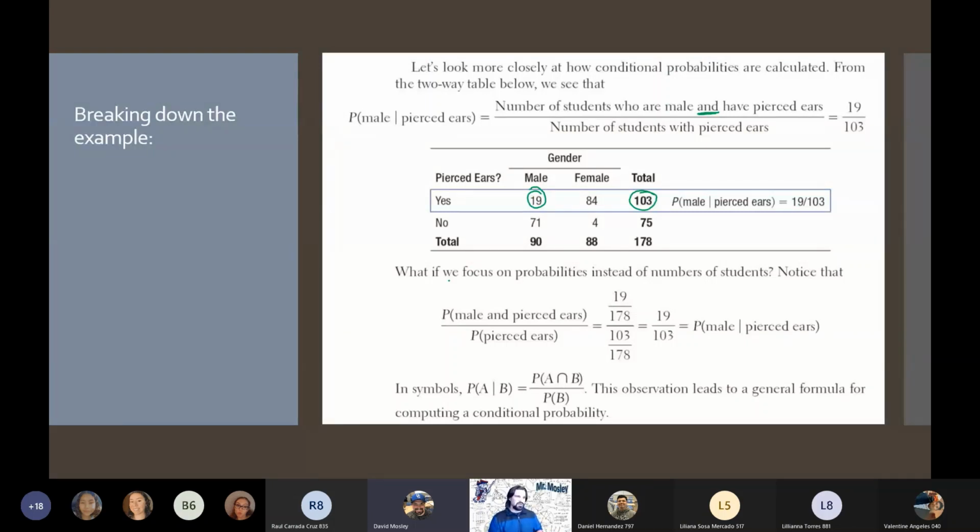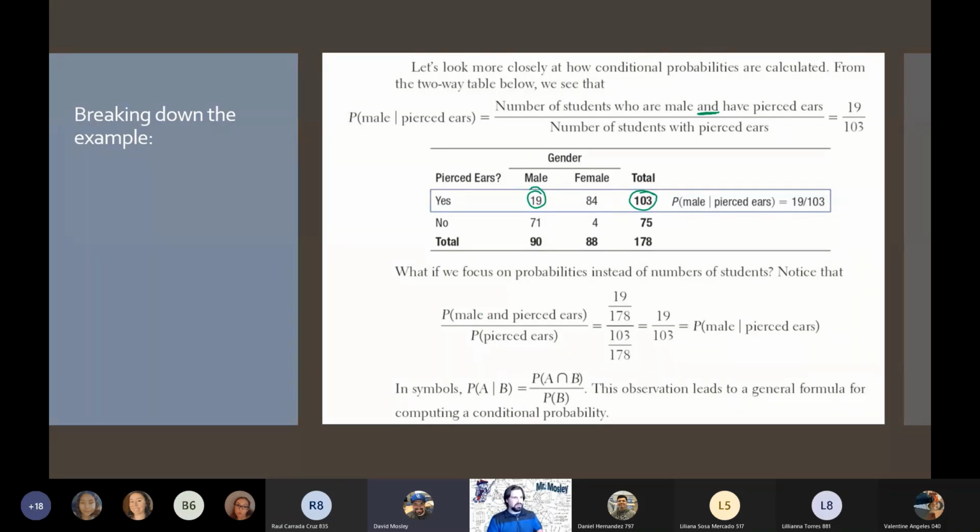We can also focus on probabilities instead of numbers. It's entirely possible that you will be given a situation where you don't have the two-way table. All you have is the proportions or probabilities. You don't know what the actual counts of each thing are, so you need to be able to make sense of it if all you have are the proportions. So in this case, we have the probability of male and pierced ears, the same thing that's in the numerator here, divided by the probability that someone has pierced ears. Same thing again.